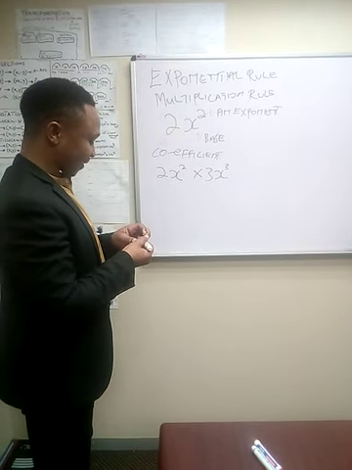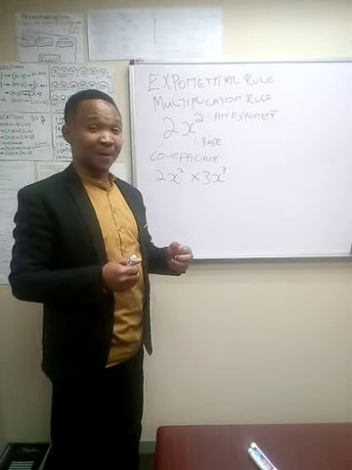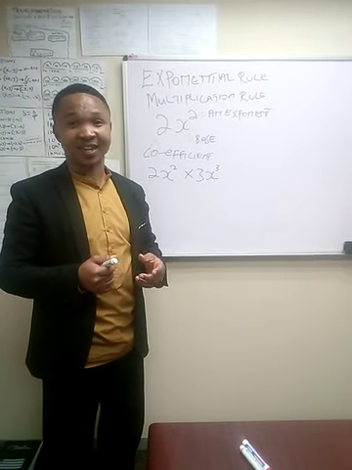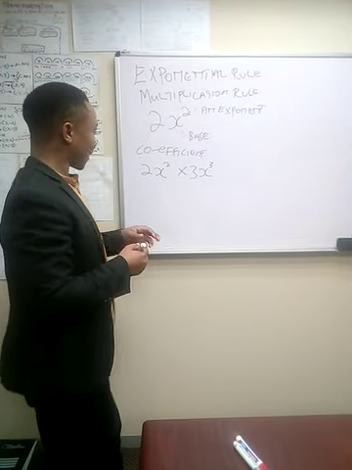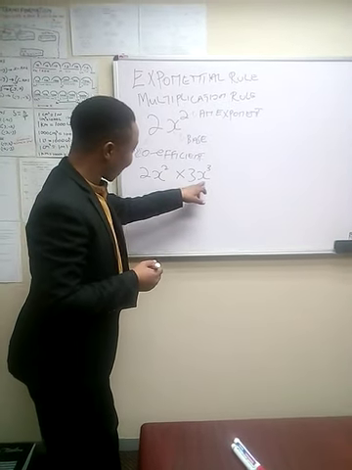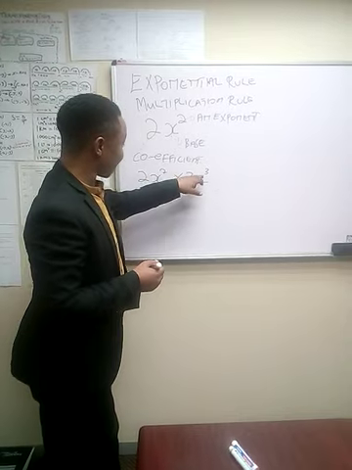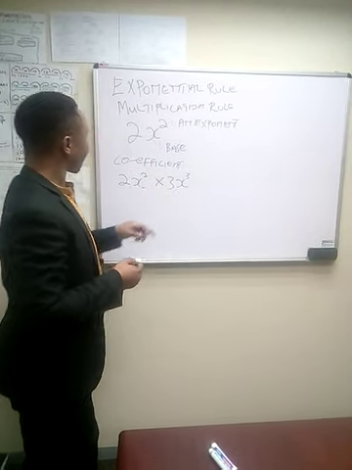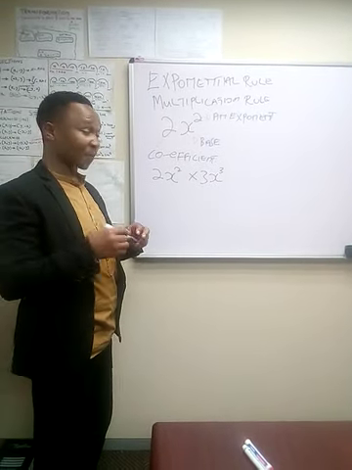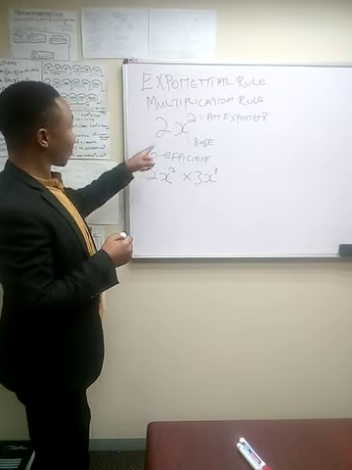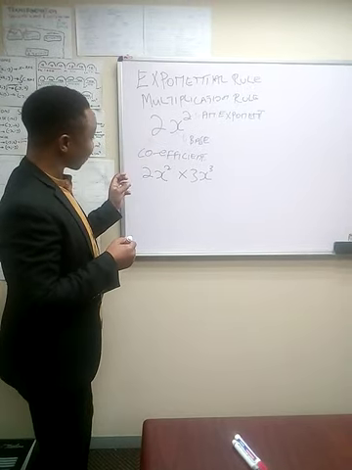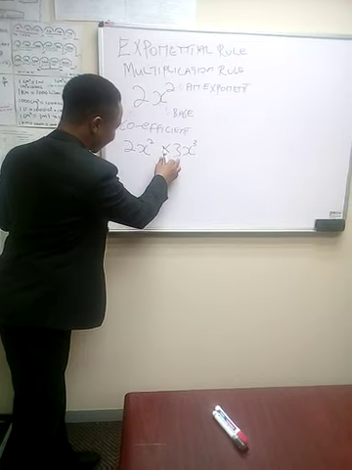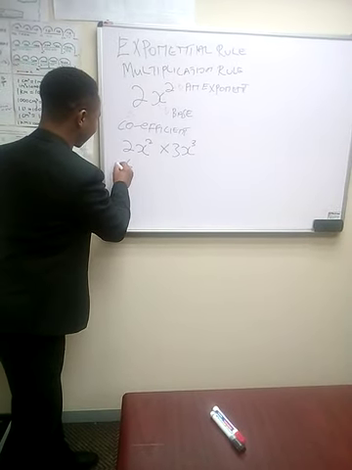What are the bases? Ladies and gentlemen, when we talk about the base, in this case, we talk about the alphabet. Whenever you see the alphabet, you see the base. That means when you multiply these two alphabets, you add the exponents. You don't multiply the exponents, you add the exponents. Now, the first thing that you do, you multiply your coefficients. Coefficient is the number that comes before the alphabet. That means here the coefficient is 2 times 3. That means it will be 6.